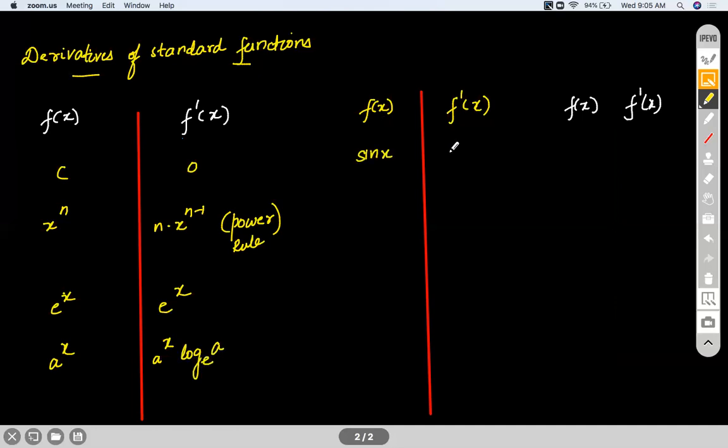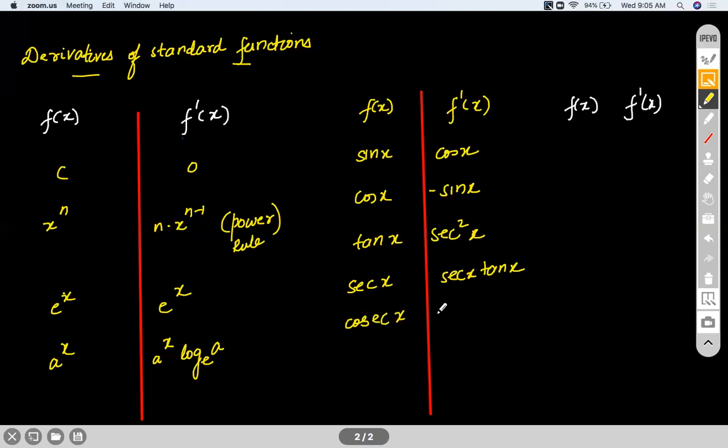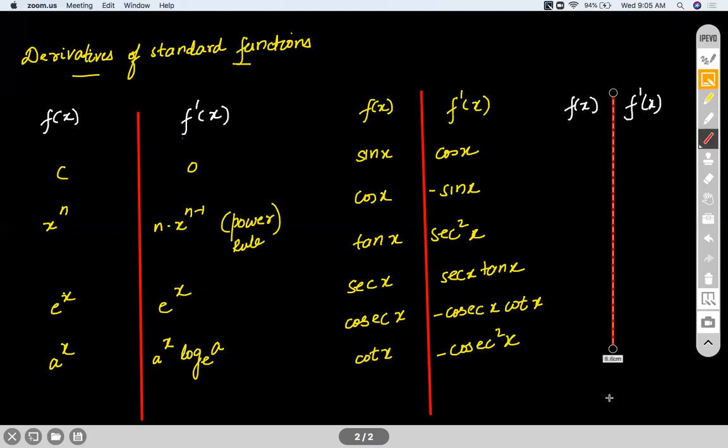Okay. Sin x is cos x. Cos x is minus sin x. Tan x derivative is secant square x. Sec x derivative is sec x tan x. Cosec x derivative is minus cosec x cot x. Cot x derivative is minus cosecant square x. Now, this is a list probably which will be not known to you.